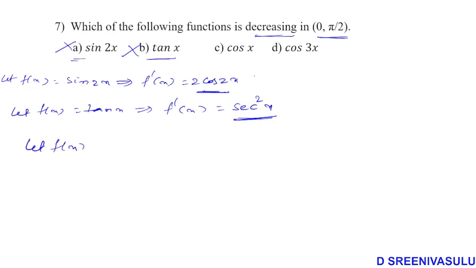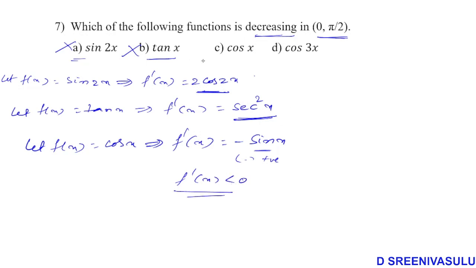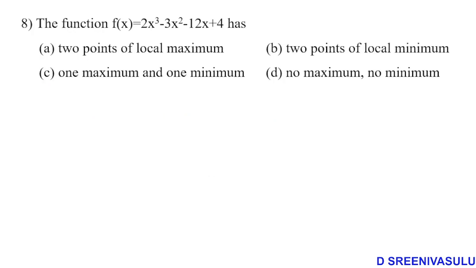Let f of x is equal to cos x. Then what is f dash x? F dash x is equal to minus sin x. In the first quadrant, this sin x is positive, but here minus is there. Therefore, f dash x is negative. Therefore, f of x, cos x, is decreasing in the interval 0 to pi by 2. Option C is the correct one.